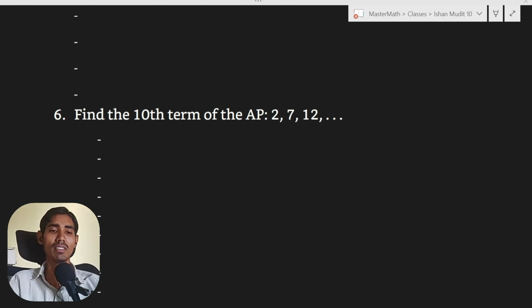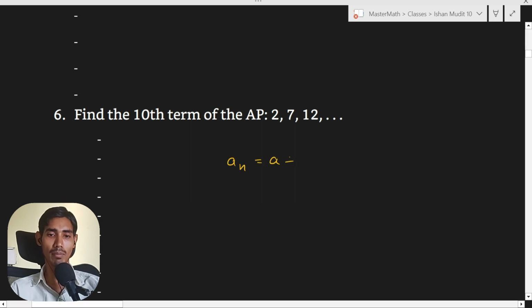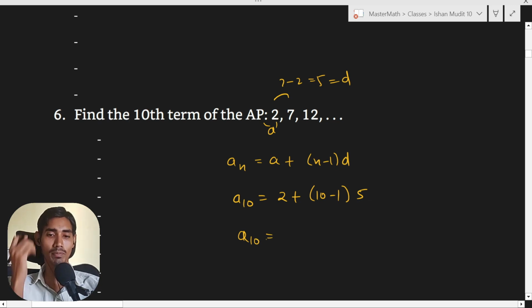Okay, so we have to find the 10th term of this AP. So A is 2, D is 5, N is 10, and AN is, according to the formula, A plus N minus 1D. So A10 would be A plus 10 minus 1 times D, where 7 minus 2 is 5. That's the D value. This is the A value. So the 10th term would be 2 plus 45.